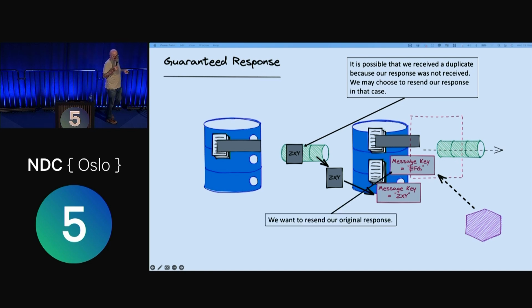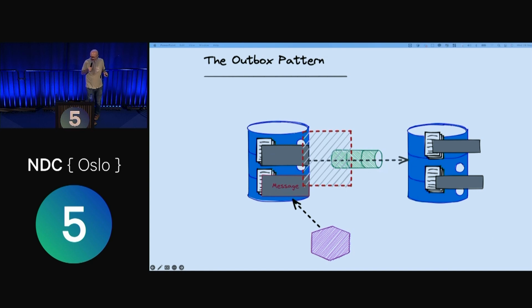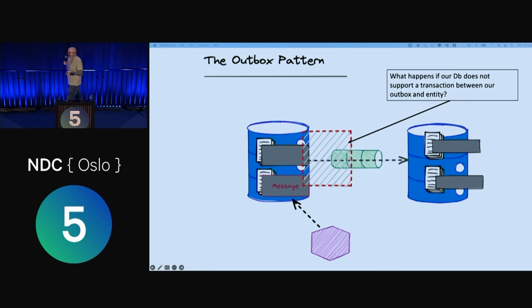Typically, if you have an outbox, you can just clear the published value on the outbox, and then it'll just get resent. And it has to be effectively the same response we created earlier, so the outbox helps you out there, right? So the outbox pattern depends upon you being able to have a transaction in your database. What happens if you can't have a transaction in your database because you're using a document store or something that doesn't support transactions across multiple tables or multiple documents?